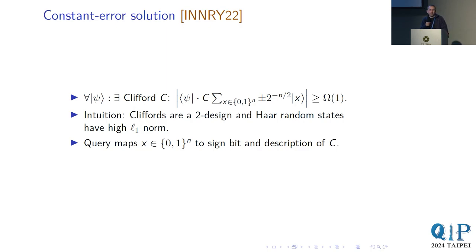Just a brief outline of how the proof of this goes. If you imagine that instead of C being a Clifford unitary, suppose C is Haar random, then this psi C on the left is just a Haar random state. And Haar random states have high L1 norm with high probability. So you just choose the plus or minus one signs such that the standard basis amplitudes line up, essentially. And then because Clifford unitaries are a two design, they show that the same thing holds with Cliffords instead of Haar random states. So that's one ingredient I'm going to use. All we need to do at this point is decrease the approximation error.